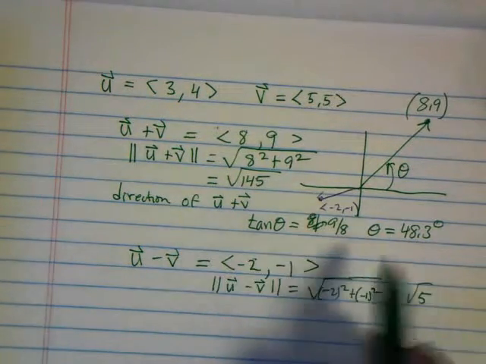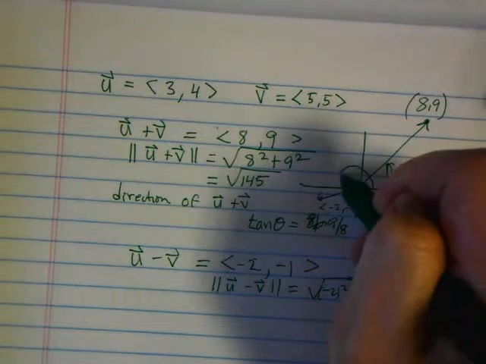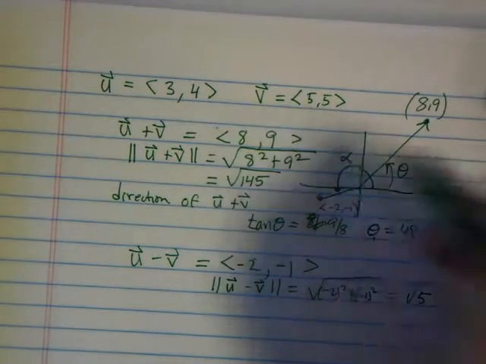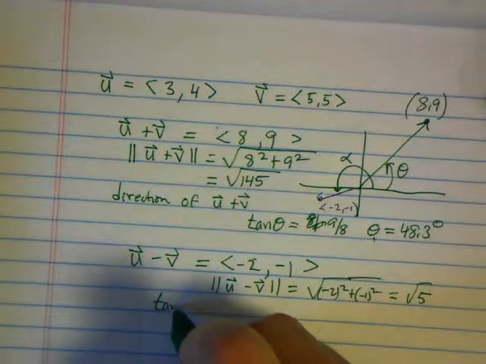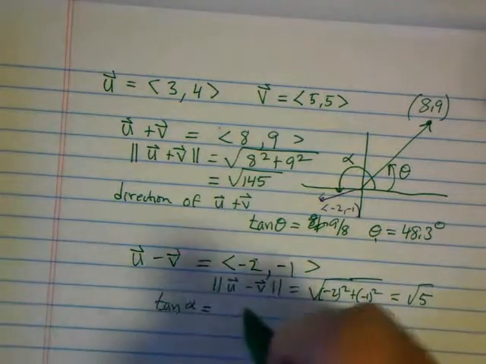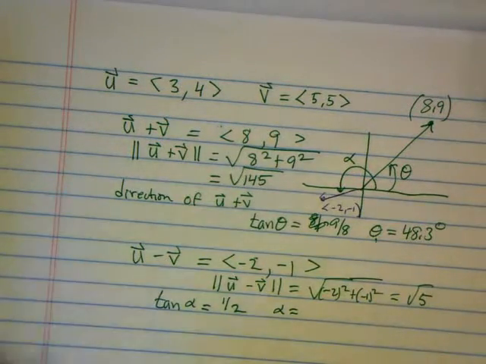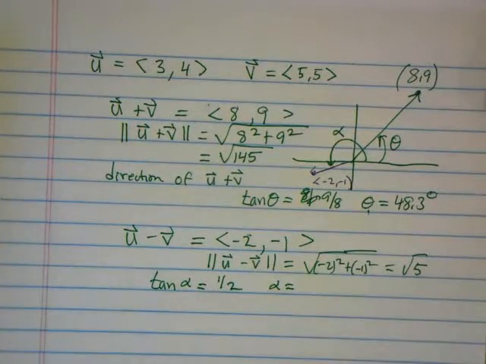And then the angle, I don't want to use alpha, I don't want to use theta because I already used theta, so I'll call this angle alpha. How would I find alpha? Tangent of alpha is 1/2. So alpha is tan inverse of 1/2. I got 26.5 degrees, but you're going to tell me 26.5 is not the right answer. Why not? It's in quadrant 3. So what do I have to do to take that 26.5 and put it in quadrant 3?